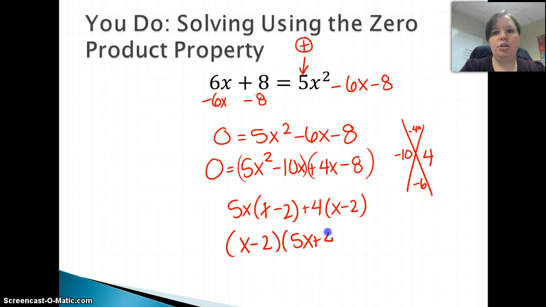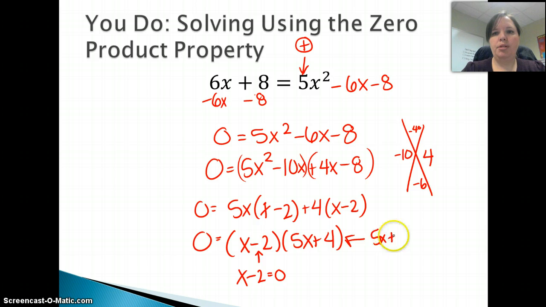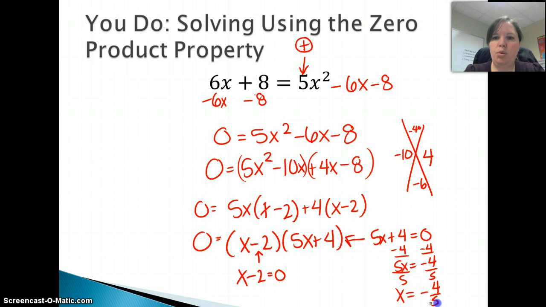You can see how these problems could turn into a little bit of work, for sure. But if we make both of these parentheses, x minus 2 equal to 0 and 5x plus 4 equal to 0, then we subtract 4 and divide by 5. X is negative 4/5, or add 2 to both sides, x is equal to 2.